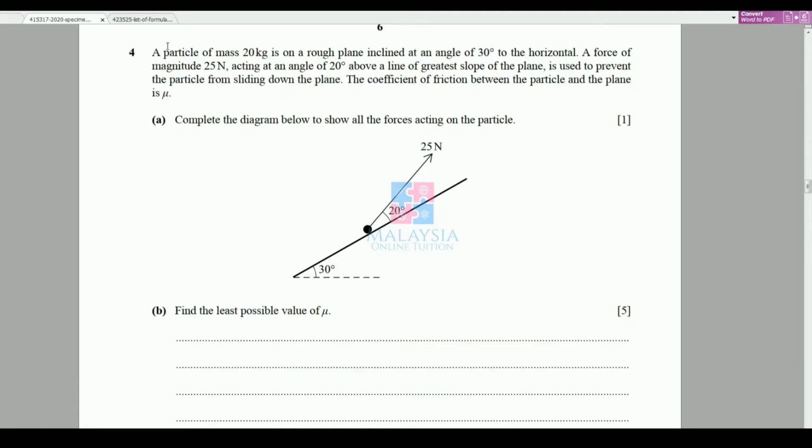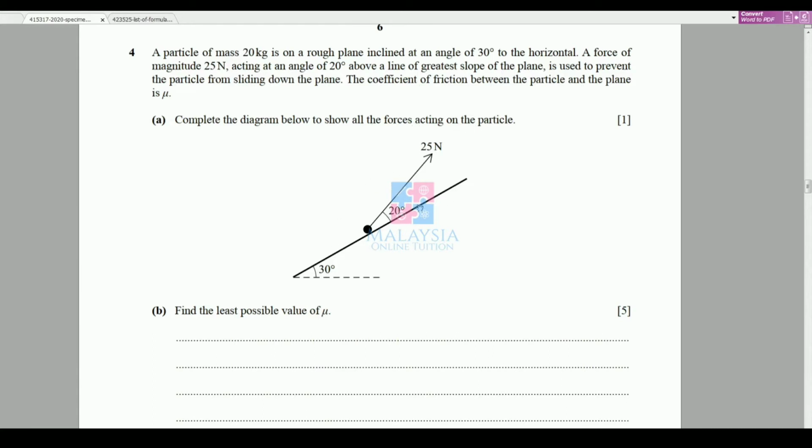Let's look at question number 4. A particle of mass 20 kg is on a rough plane inclined at an angle of 30 degrees to the horizontal. A force of magnitude 25 Newton, acting at an angle of 20 degrees above a line of greatest slope of the plane, is used to prevent the particle from sliding down the plane. The coefficient of friction between the particle and the plane is mu. For part A, complete the diagram below to show all the forces acting on the particle.